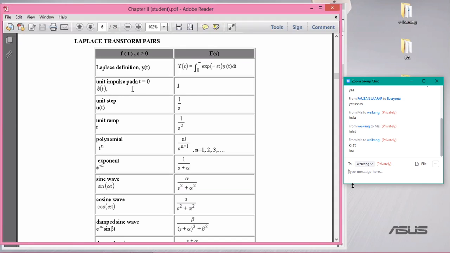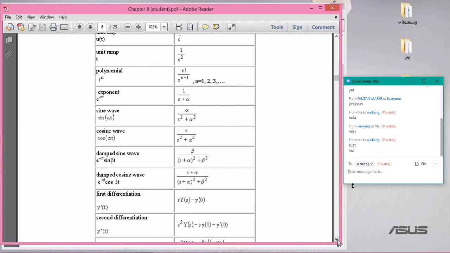You have an impulse in time domain, so you have 1. A unit step is f of t equal to 1. In Laplace transformation, you get 1 over s, and so on and so on. A polynomial, exponent, sine wave. We have a pair of time domain and Laplace domain elements here, and so we are going to use this.